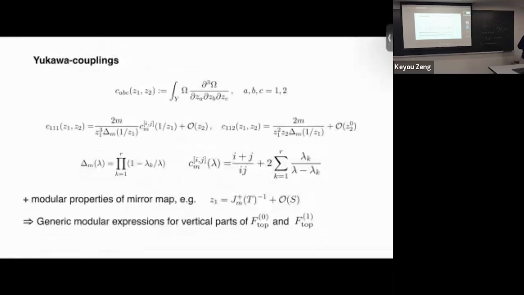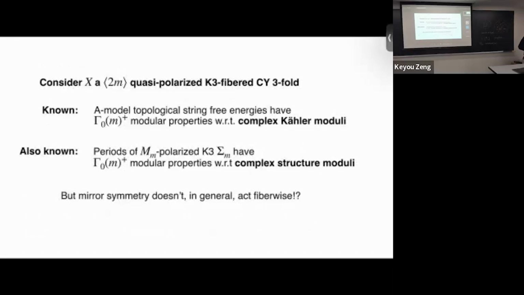Okay, in terms of Yukawa couplings, we can actually do all the same calculations with Yukawa couplings. Now you have, as I said before, completely explicit expressions for all of these. And from these, you can derive modular properties of the mirror map for the K3s. You can derive, in general, modular expressions for the vertical parts, the parts that are associated to the K3 fiber, of genus 0 and genus 1 topological string amplitudes.